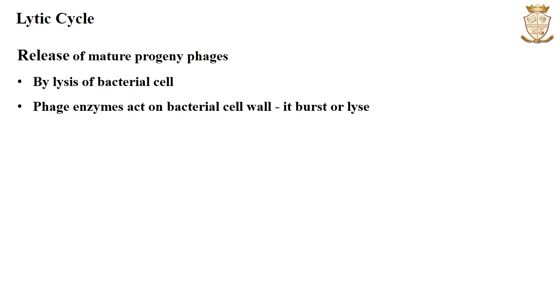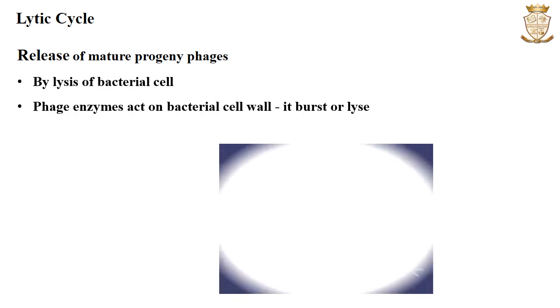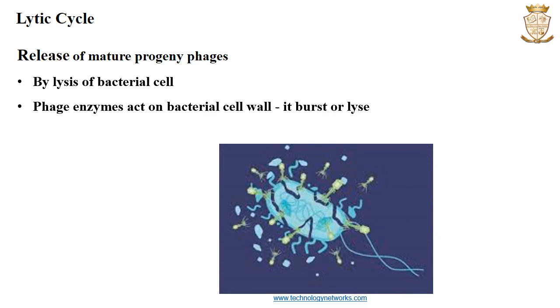The last stage in the lytic cycle is release of the mature progeny phages. It occurs by the lysis of the bacterial cell. Phage enzymes act on the bacterial cell wall, causing it to burst or lyse. And this cell lysis or cell bursting will result in the release of mature daughter phages into the environment.